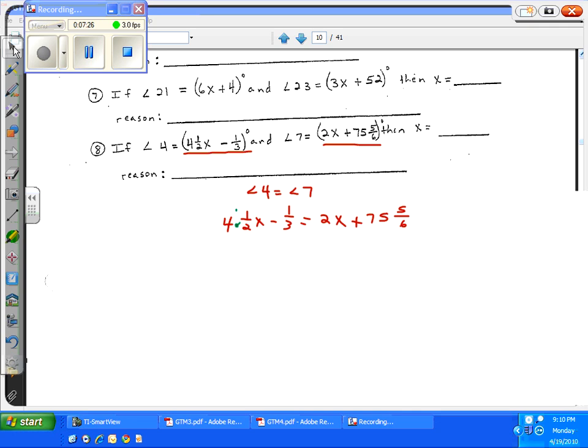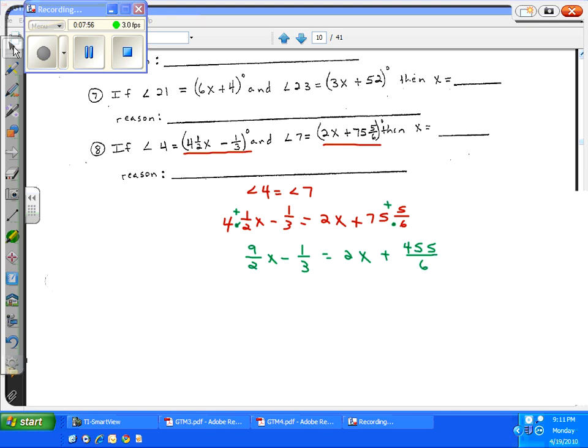4 times 2 is 8 plus 1 is 9 over 2, x minus 1 over 3 is equal to 2x plus 75 times 6 is 420 and 30 is 450 plus 5 is 455 sixths. Let me check that. 420, 30, 455. Good. 6.